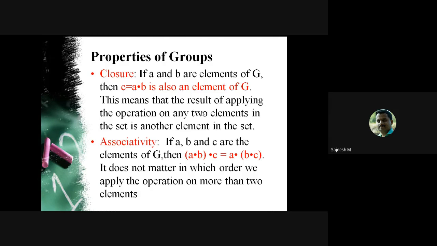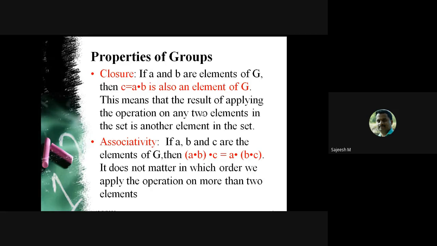Then the second one is associativity. If A, B and C are elements of G, then (A dot B) dot C equals A dot (B dot C). You can take that operation as addition. Then (A plus B) plus C equals A plus (B plus C). It does not matter in which order we apply the operation on more than two elements. That is the meaning of associativity.